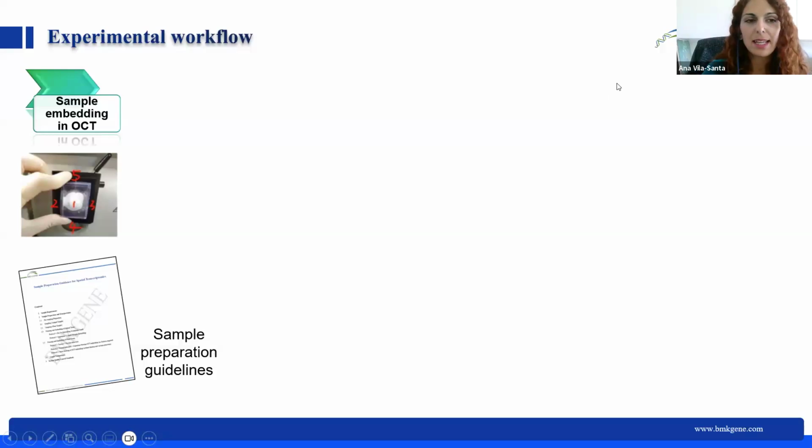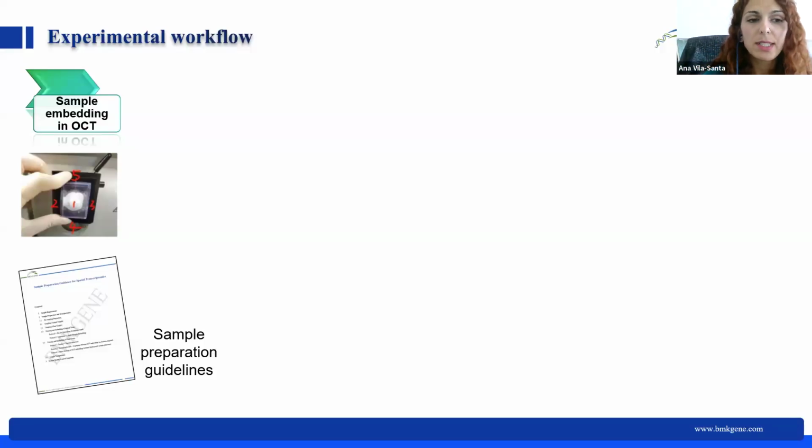Now let's take a deep dive into the experimental workflow from sample to data collection. So let's start with the sample. We can have a sample, for example, an animal tissue or a plant tissue, any kind of sample, and we need to embed it in an OCT cassette. Since there are different sample types, this procedure is kind of straightforward, but there may be some variation depending on the different sample types. So we have this document with sample preparation guidelines to help understand what is the best procedure. After embedding in the OCT, it is frozen and then placed in -80 storage.